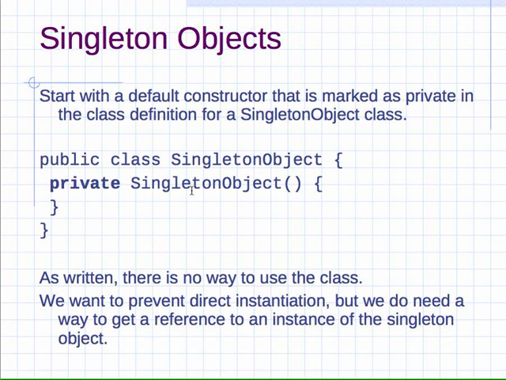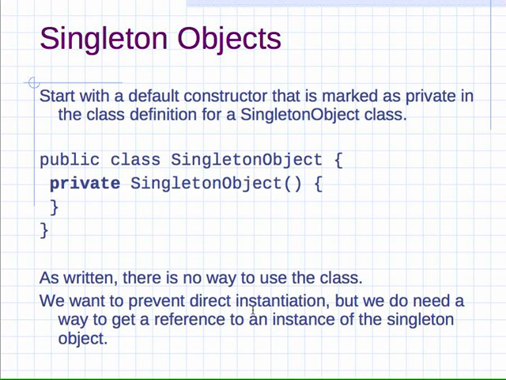So you start with a default constructor that is marked as private in the class definition. Once again, why are we doing this? Just so that we can control who calls the constructor and therefore who creates the singleton object. Okay, so if you set up a class like this, even if it's public and you make the constructor private, as written, there is no way to use this class. Nobody can create an instance of this. This is just a class that sits by itself. You can never create an instance of singleton. So we want to prevent direct instantiation, but we do need a way to get a reference to an instance of the singleton object.